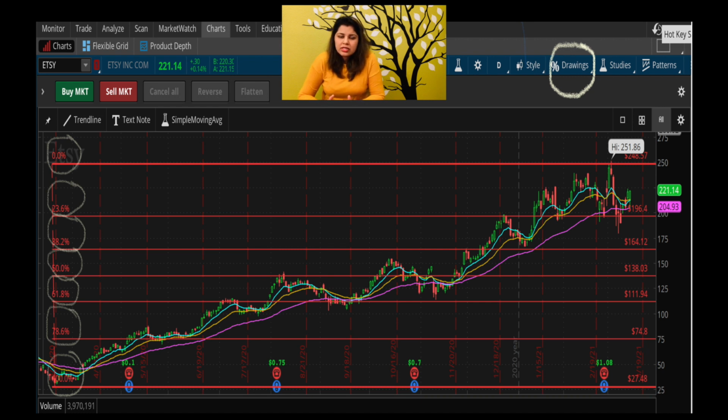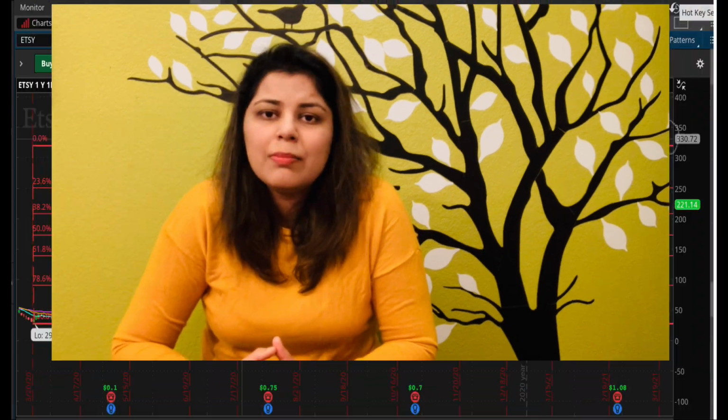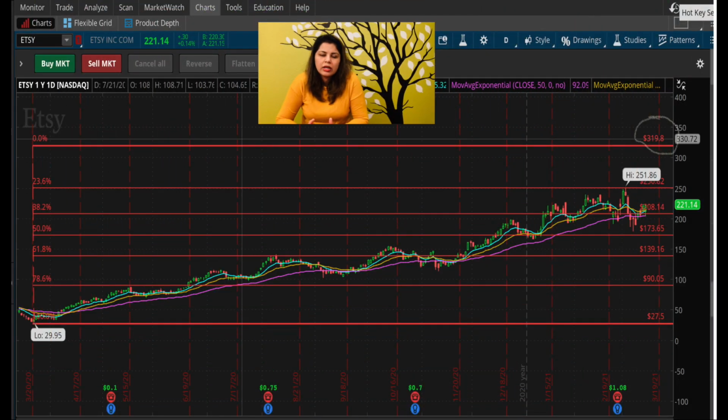You can use these support levels to place your long positions and the resistance levels to place your short positions, or to get out of your long positions to take profits. If you reach the support level and you want to know how much further along your stock will move, you can simply extend the Fibonacci lines so that the high coincides with the 23.6% and the line where the 0% stops would be the price that the stock may run up to.